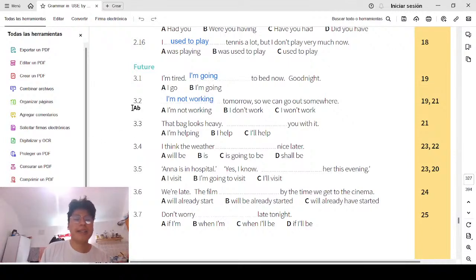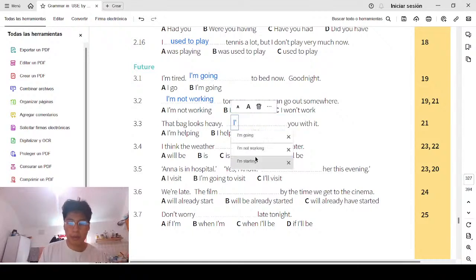Now, next one. That bag looks heavy. I'm helping you with it. That bag looks heavy. I help you with it. Or maybe that bag looks heavy. I help you. I helped you with it. Okay, in that example, the correct answer is I help.